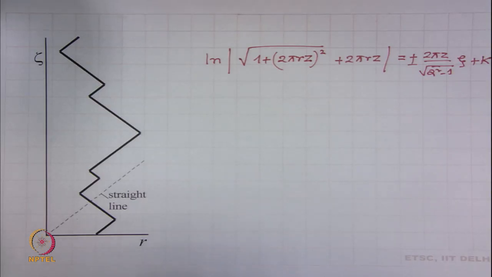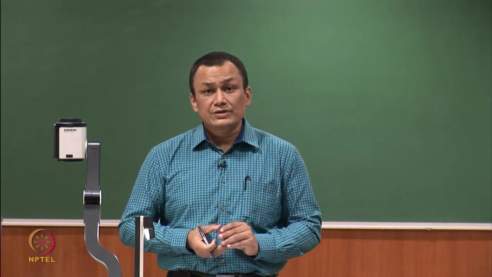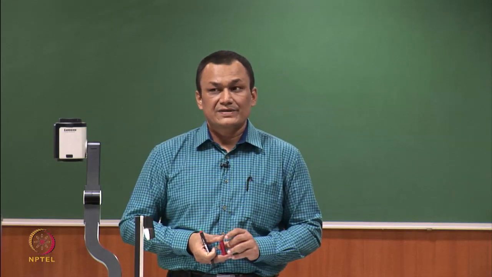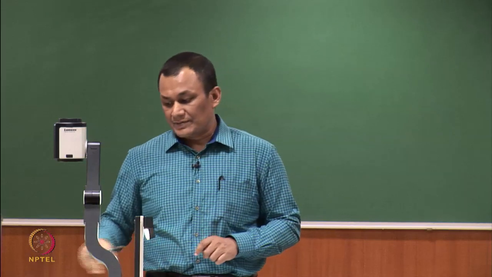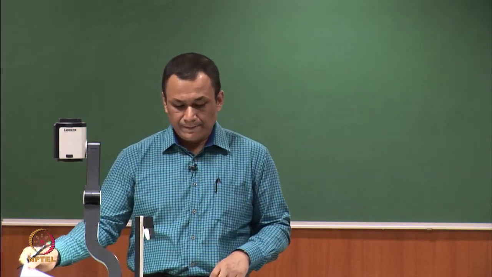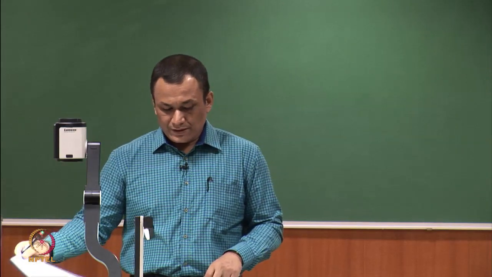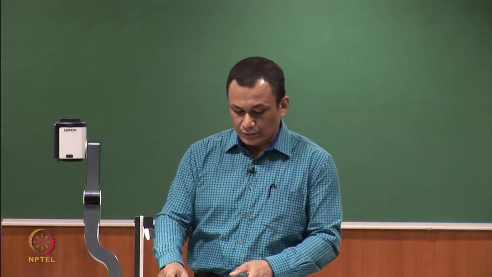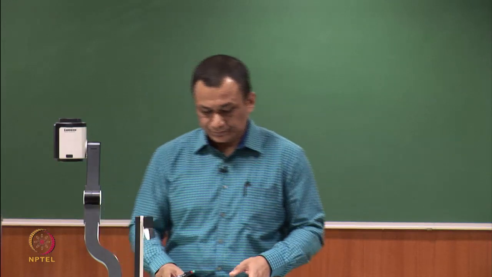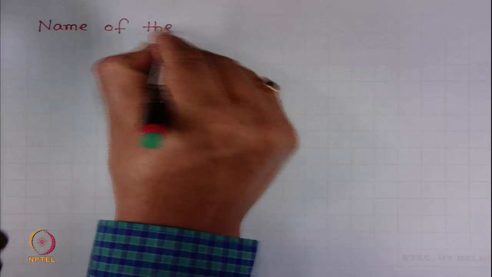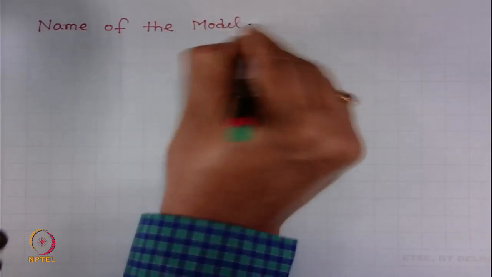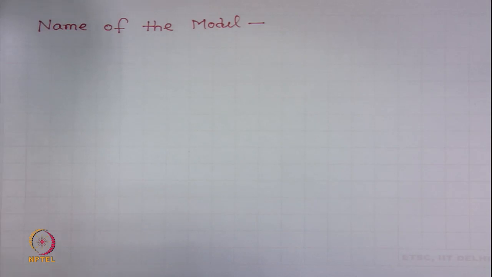Now, we set this model as the model of equidistant migration of fibers in yarn. Why did we say so? Why is this model called equidistant migration of fibers in yarn? So, we would like to talk about it now. The name of the model we will discuss now.